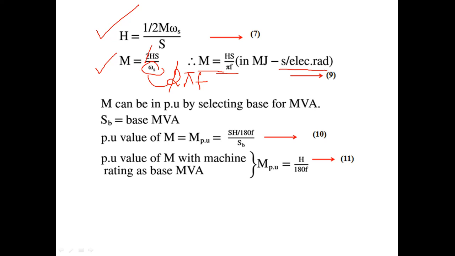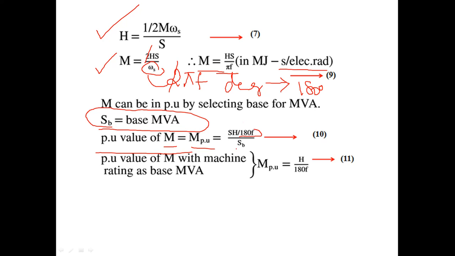Okay, so suppose I am converting this to degree mode, radian to degree mode, it means pi will be converted into 180 degree. Also I am going to assume this S as a base MVA for finding in terms of per unit value. So per unit value of M will be represented as M suffix PU equals SH by 180 F, the whole divided by S suffix B, base. Okay, so here 180 represents, as I told already, we derived in radian mode. I'm just converting this into degree mode.